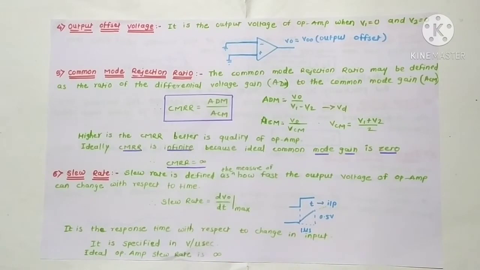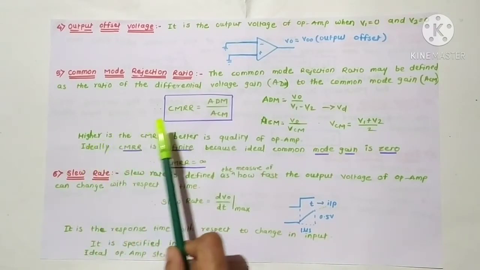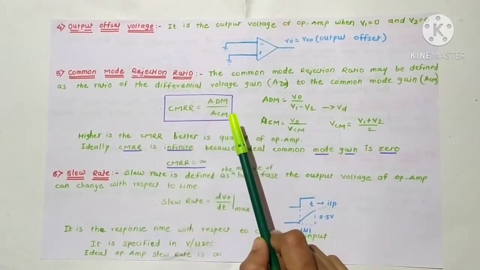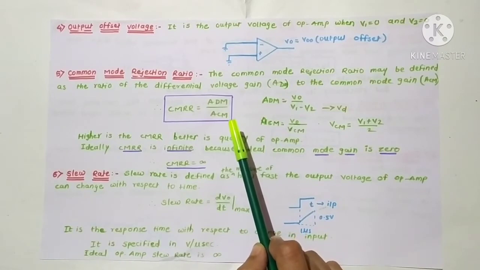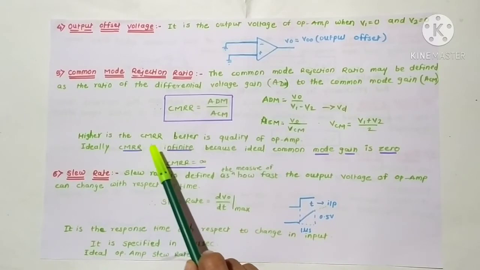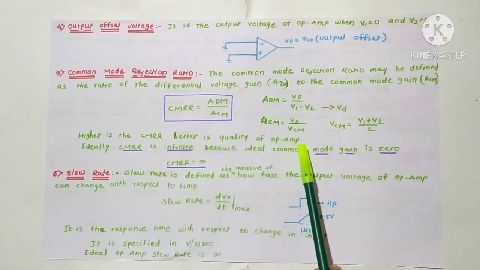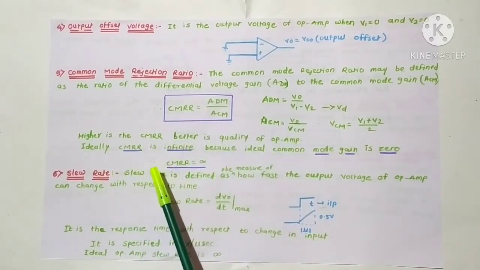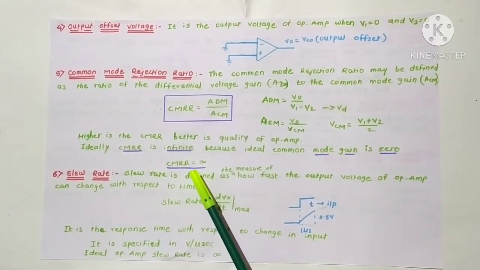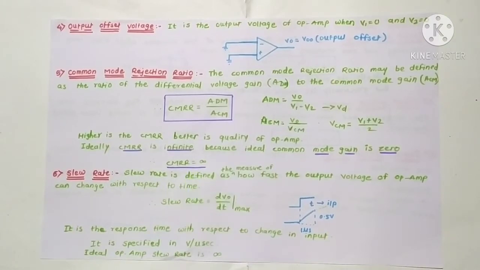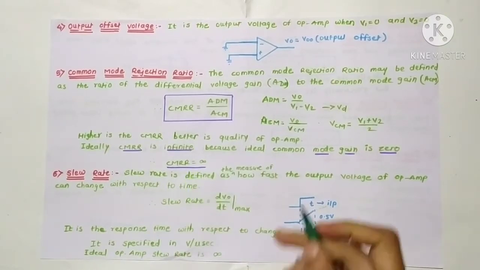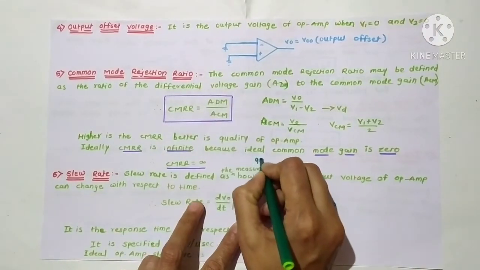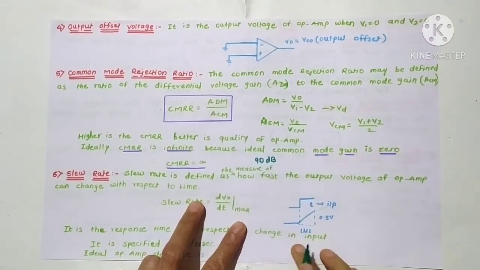So, as I have explained in the differential amplifier, the CMRR is infinite. Higher the CMRR, better is the quality of an op-amp. So ideally it is infinite, but practically it is 90 decibel.